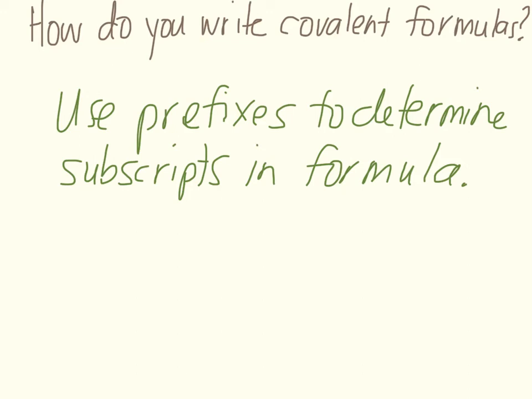So what if you're given the name and you have to write the formula for covalent? A very easy way to tell if you have a covalent compound is if you see prefixes in the name. It's a dead giveaway for covalent. So what you're going to do is use those prefixes to determine what the little numbers are in the formula, the subscripts. So let's work out a couple examples of those.